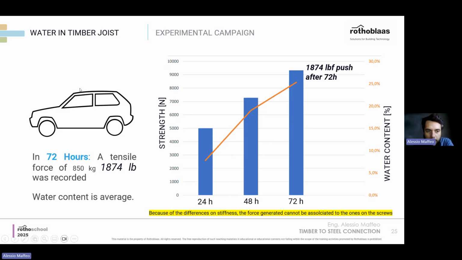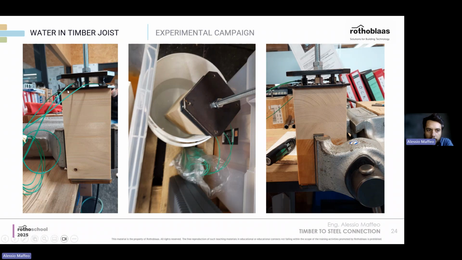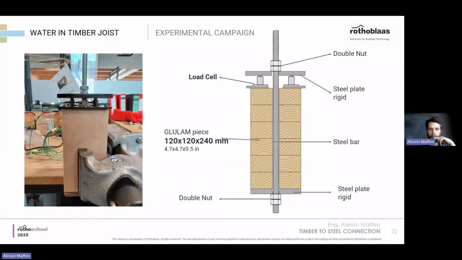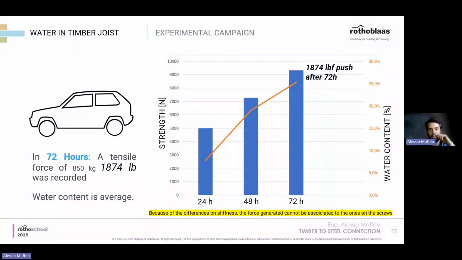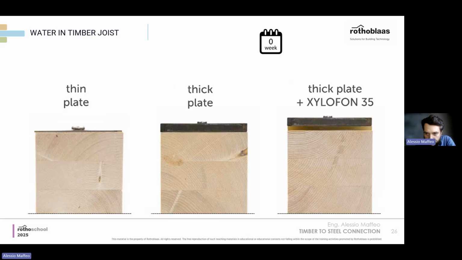So we have the weight of a single car pushing on this small plate that we saw before. It was a 4.7 by 4.7 constraint between plate and counterplate. Just putting it into water, after 3 days we get this pressure on the load cells. So we understand that timber wants to swell, and if we block it too much, we could see some issues.